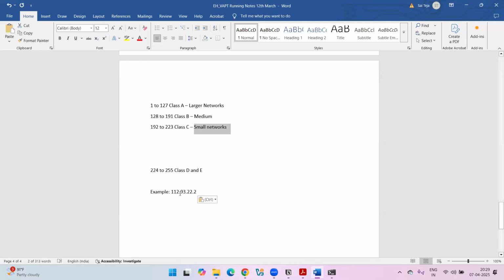So now, 112, right? We'll look into the first octet. 112 is between 1 to 127, so it's class A. Correct? We recognize the IP addresses by looking into the first octet. Suppose the next one is, let's say, 144. This one.